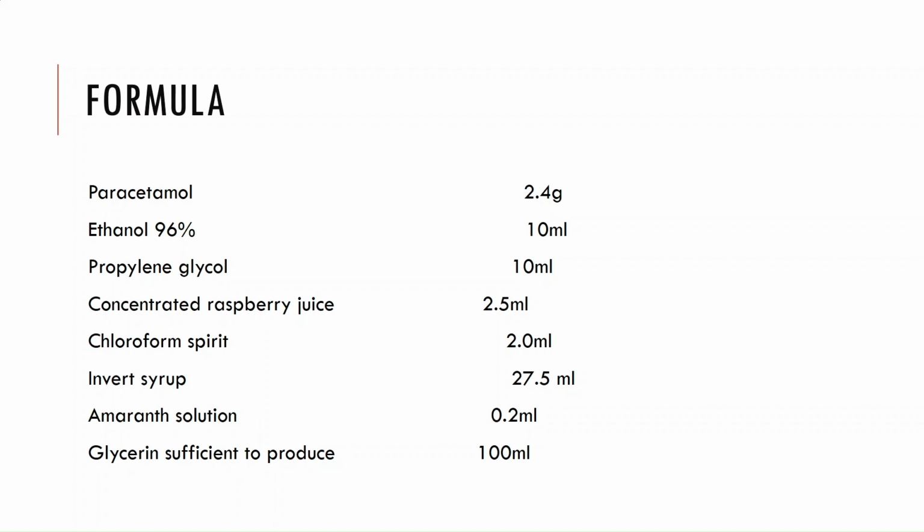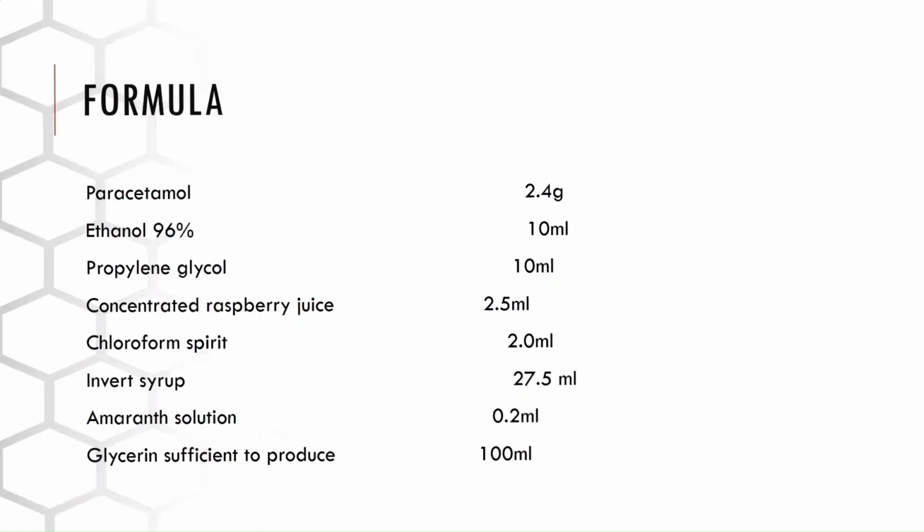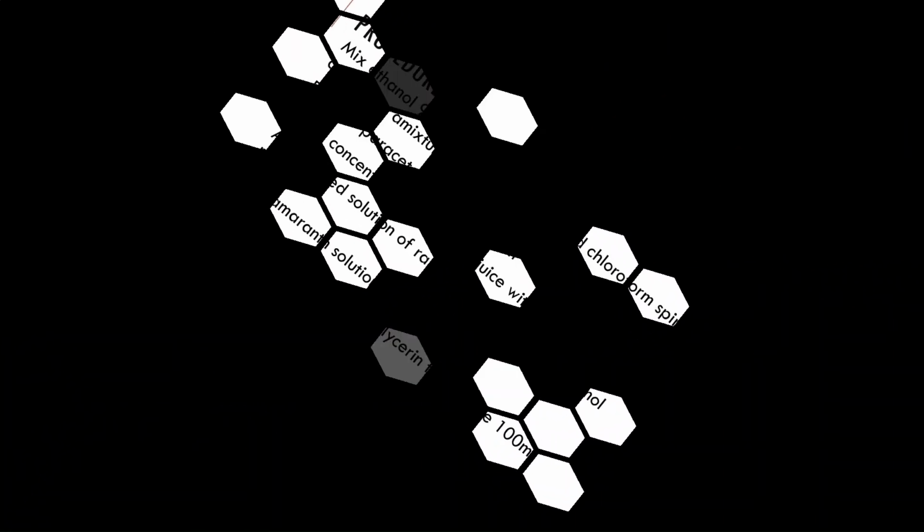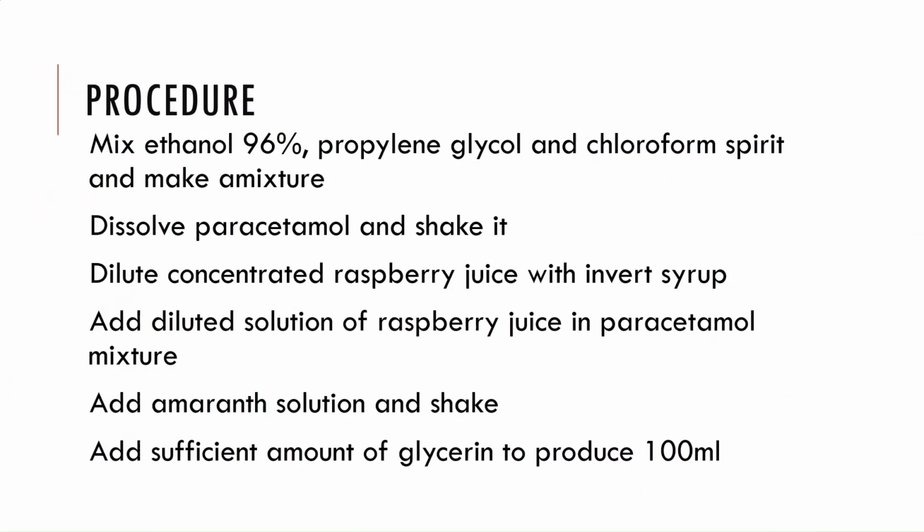Glycerin, you need sufficient to produce 100 ml. Okay, so that is our formula. If you need 20 ml of this specific elixir, you reduce the master formula or the formula that is presented to you. Okay, so let us look at what is the procedure we need to follow when we are preparing this specific elixir.